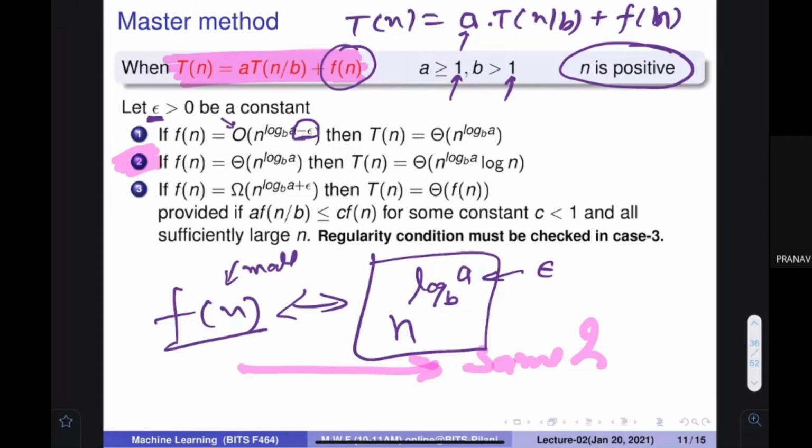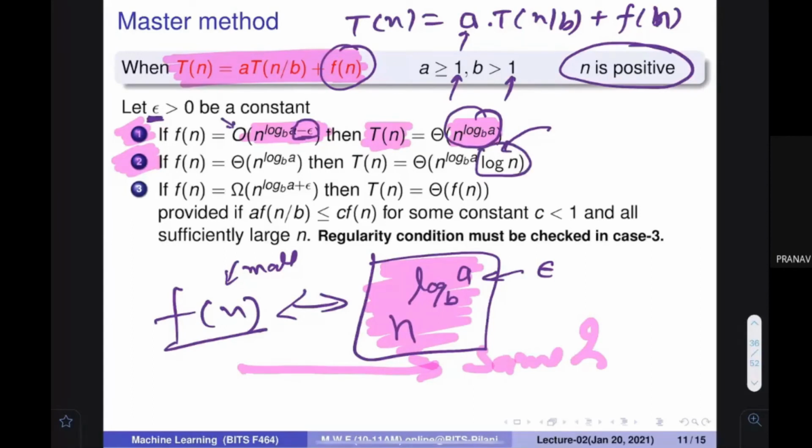When f(n) is equal to n to the power log of a at the base b minus epsilon, then Tn is equal to theta of n to the power log of a at the base b. Second, when they are equal, you multiply this term with another term, that is log n. The third case is when this is the bigger term.